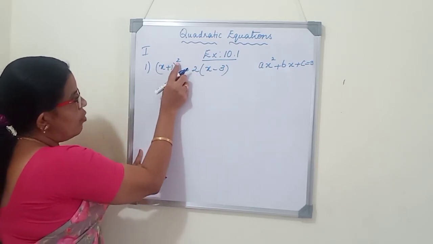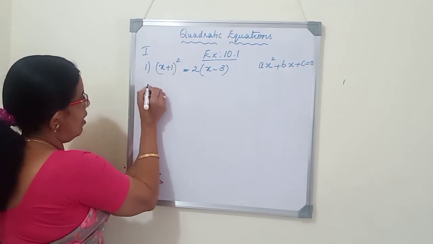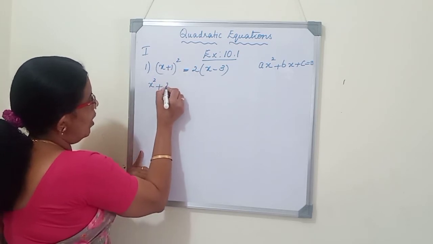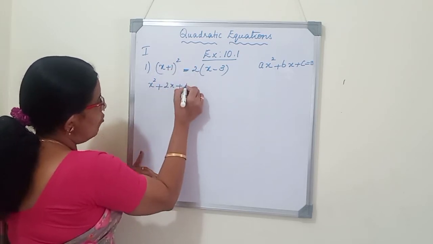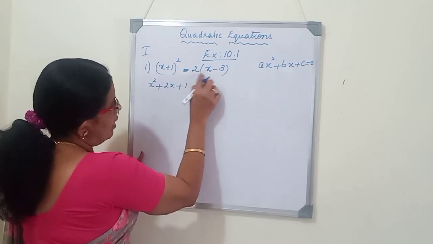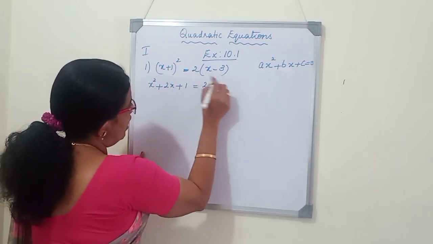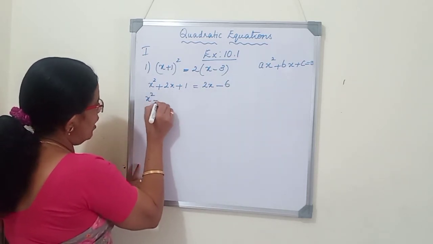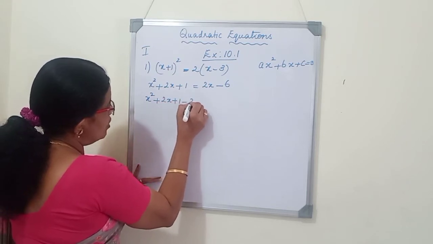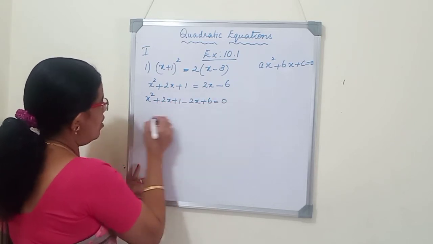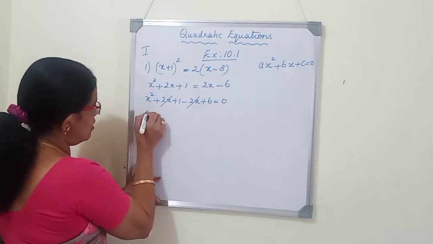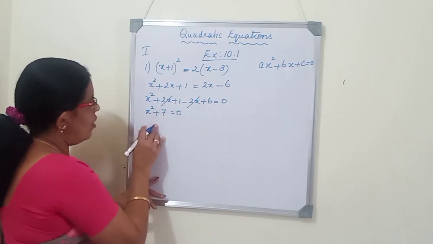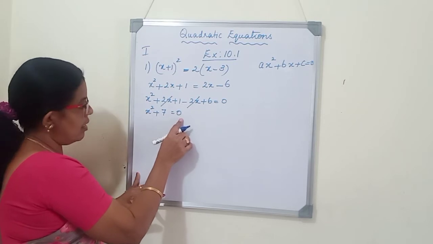So here x plus 1 the whole square, we can apply the a plus b the whole square formula. So a square, x square, plus 2 into a into b, 2 into x into 1, 2x, plus b square, 1 square, 1, is equal to the right side 2 into x, 2x, minus 2 into 3, 6. We will take these terms to the left side. X square plus 2x plus 1 minus 2x plus 6 is equal to 0. Now plus 2x and minus 2x will cancel. X square, 1 plus 6 it is 7, is equal to 0.